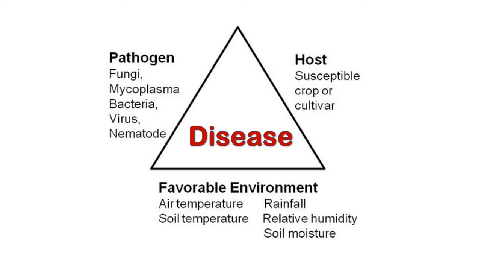The host can be a susceptible plant part, a susceptible cultivar, or a susceptible species. And the favorable environment is what we consider as moderate temperatures and free water. So moderate temperatures being if we're comfortable, typically that plant pathogen is comfortable. And free water can be anything from high humidity, irrigation water, rain, fog, dew.